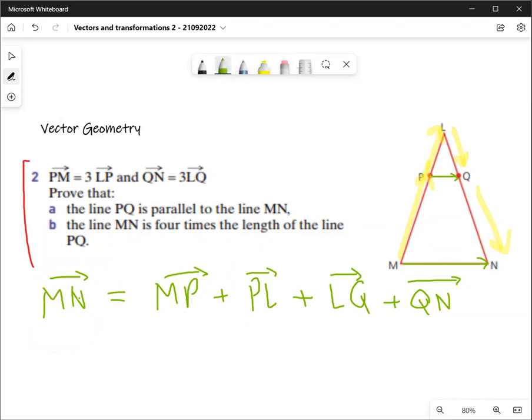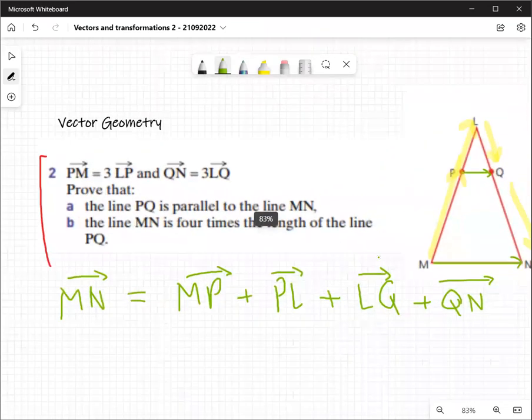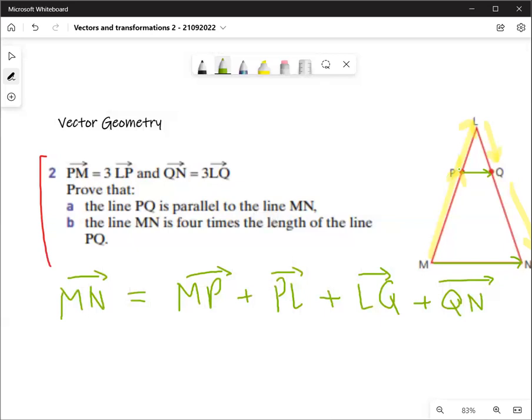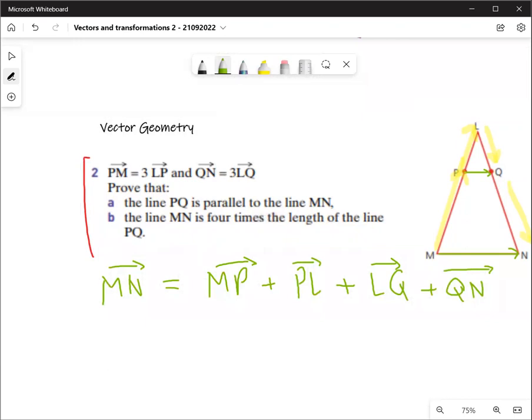So we wrote the direct way, and that direct way is equal to the other way, because we're reaching the same place. Go from M to N or go this long way and you'll reach N. Both of these will end up at N. So how do we start? We go from M to P, then P to L, then L to Q, then Q to N. Manvi, is that clear?